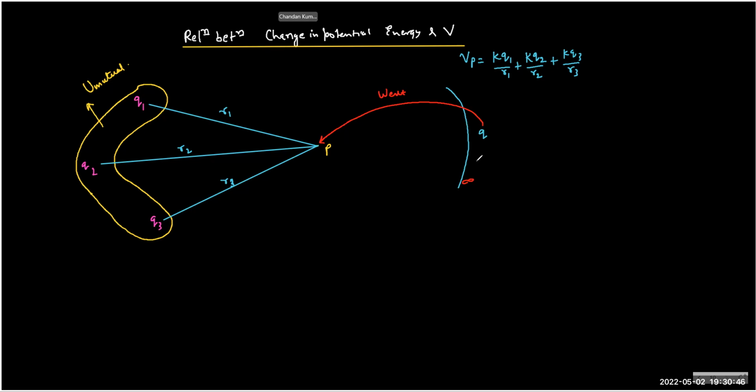The potential is defined as work done per unit charge. So the work done by the external force is simply Q into the existing potential at the point.